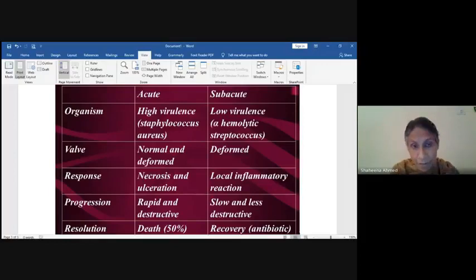Now, if you look at the outcome of the disease, in acute endocarditis, death is seen in 50% of the cases. That means half of the people die. Whereas in subacute cases, usually death is very, very rare. These people recover when you give them antibiotic treatment. Now, apart from these differences, let me add a few more so that you are all more well versed. If we look at the signs and symptoms in an acute case, because it is acute inflammation, you are going to see a high grade fever, you are going to see chills.